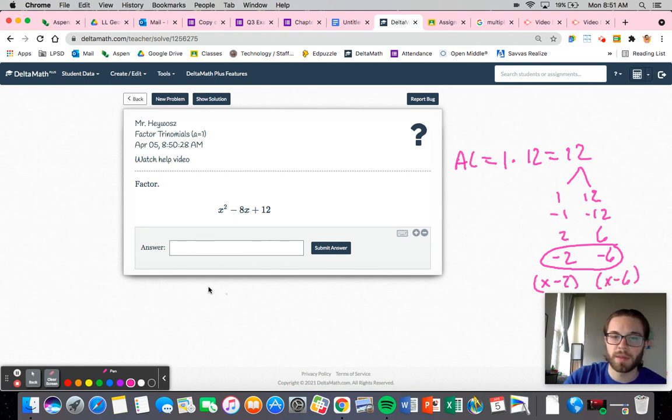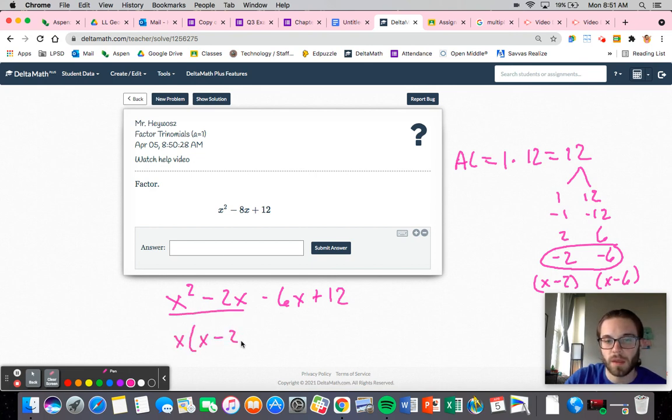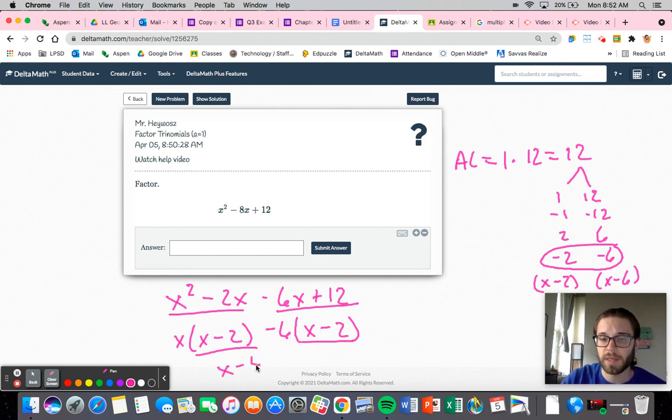Well, let's look at it the long way just to make sure. I'm going to rewrite this as x squared -2x, -6x plus 12. I'm going to look at these first two terms and factor out the x. Then I look at these two terms, and again I'm going to factor out a -6. The reason I'm factoring out a -6 is because I want these two to be the same. They share an x minus 2, so I factor that out, and whatever the coefficients are is what's left. So x minus 6, x minus 2. And that's all there is to it.